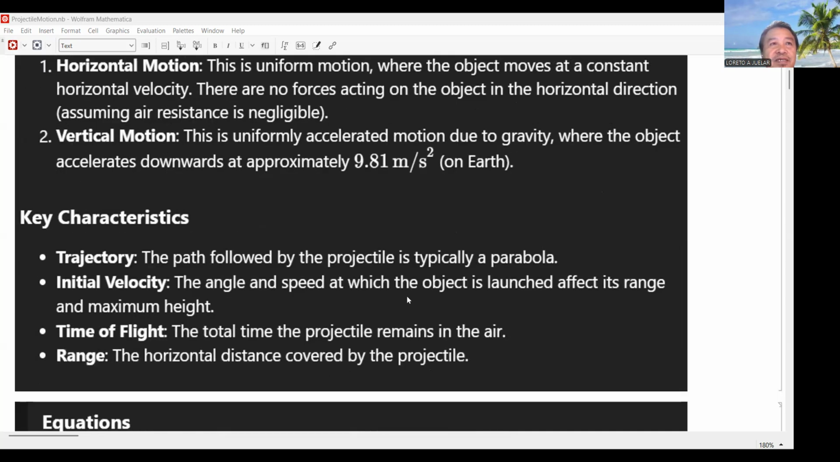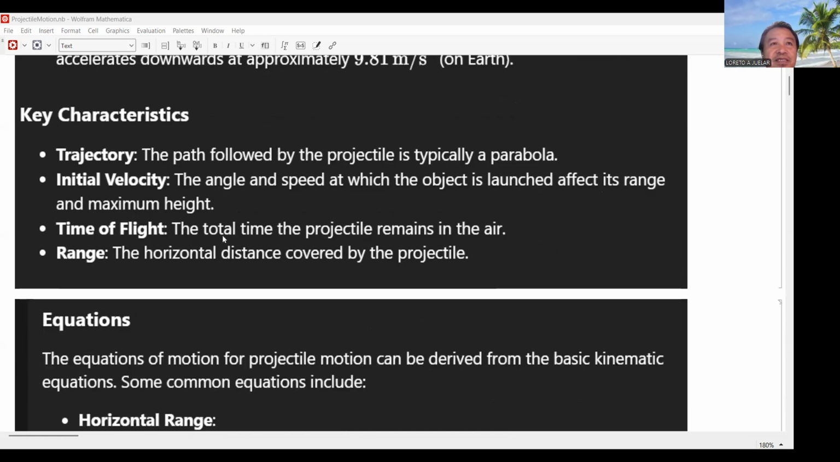So we have the key characteristics. Trajectory: the path followed by the projectile is typically a parabola. Initial velocity: the angle and speed at which the object is launched affect its range and maximum height. Time of flight: the total time the projectile remains in the air. Range: the horizontal distance covered by the object.